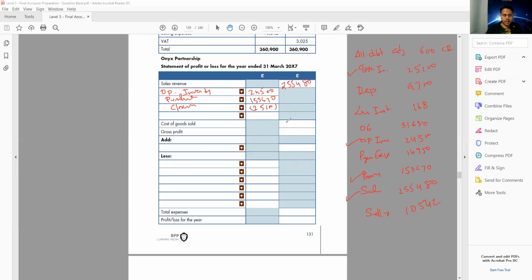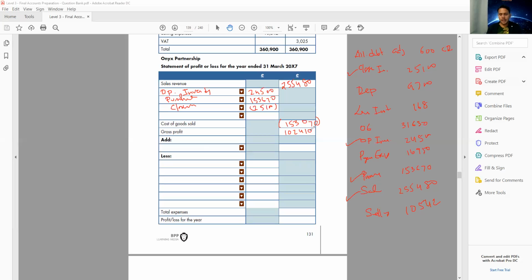So you have 153,070. How much is the gross profit? The cost of sales from the sales. So sales minus cost of sales will give us the gross profit. 102,410. Okay.